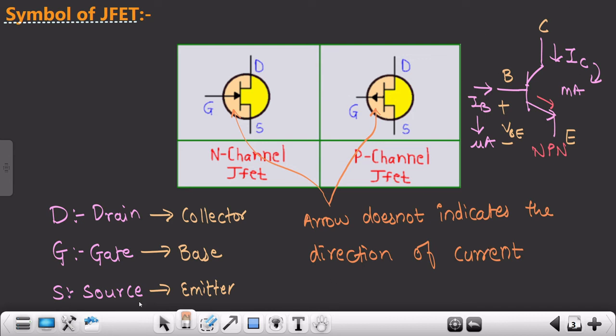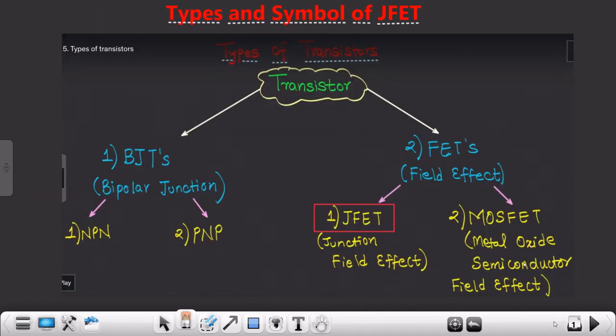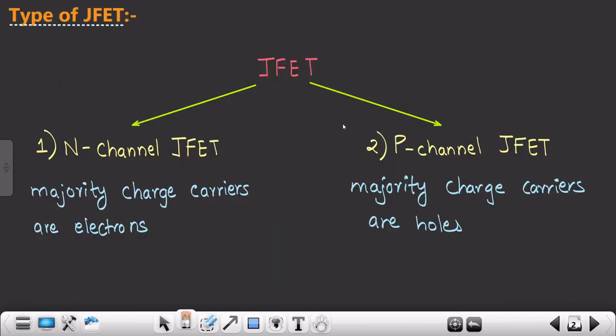Okay, so I hope you understood whatever concept that we dealt with in this video. As such, we don't deal with any of the concepts in depth. What we did, we just understood the types and symbol of JFET. So at first we saw the types of transistor, that is FETs and BJTs. In FETs we are dealing with two types, that is JFETs and MOSFETs. Okay, JFET is further divided into two types, that is N-channel JFET and P-channel JFET.